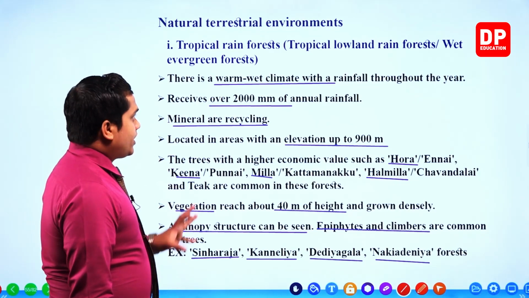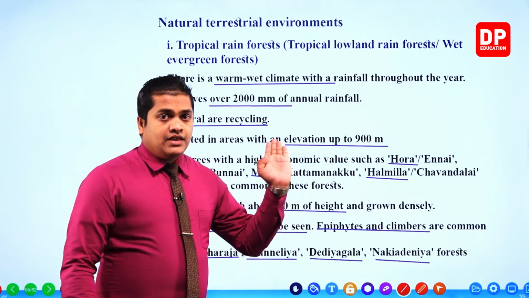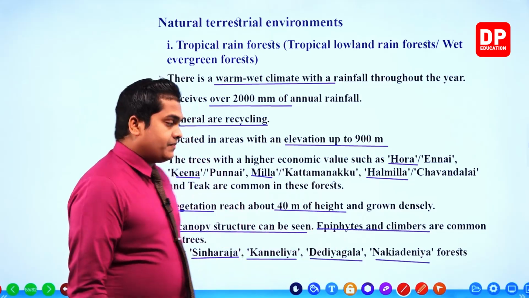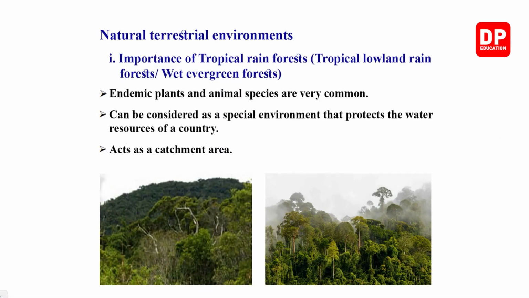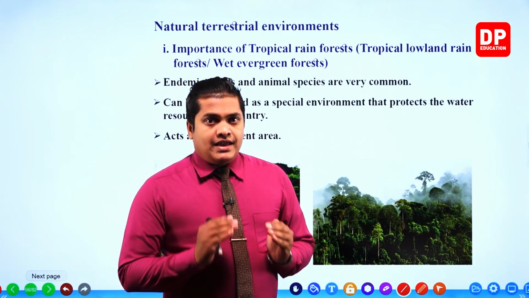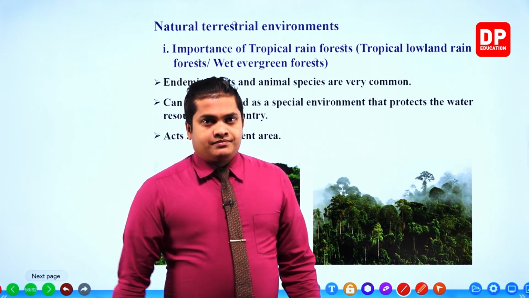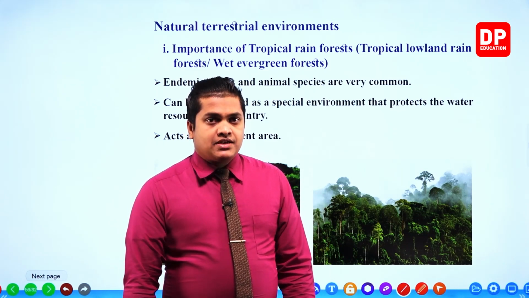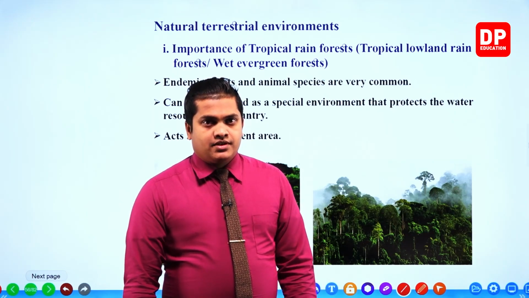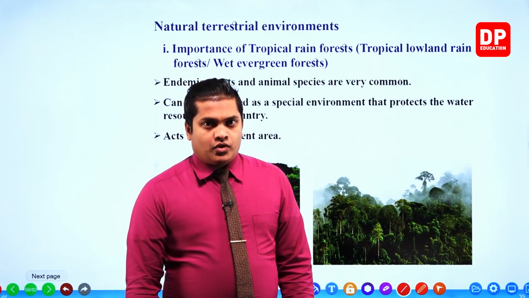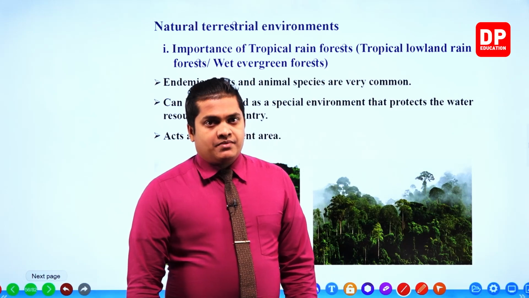Right then, so now let's see the importance of these forests. So, importance of tropical rainforest. Endemic plant and animal species are very common. Now that's the main importance, my dear children. Here we can observe mainly endemic plants and animals. Okay, endemic plants and animals are abundant in tropical rainforests.